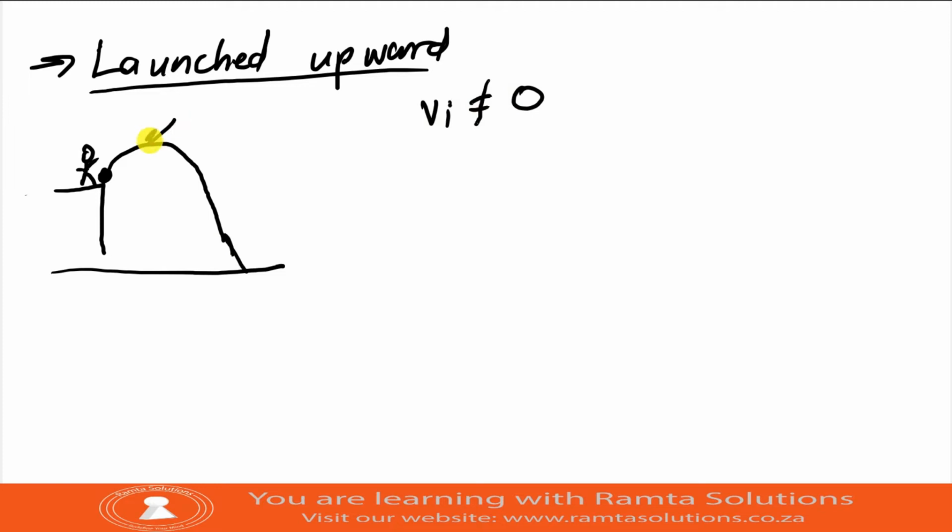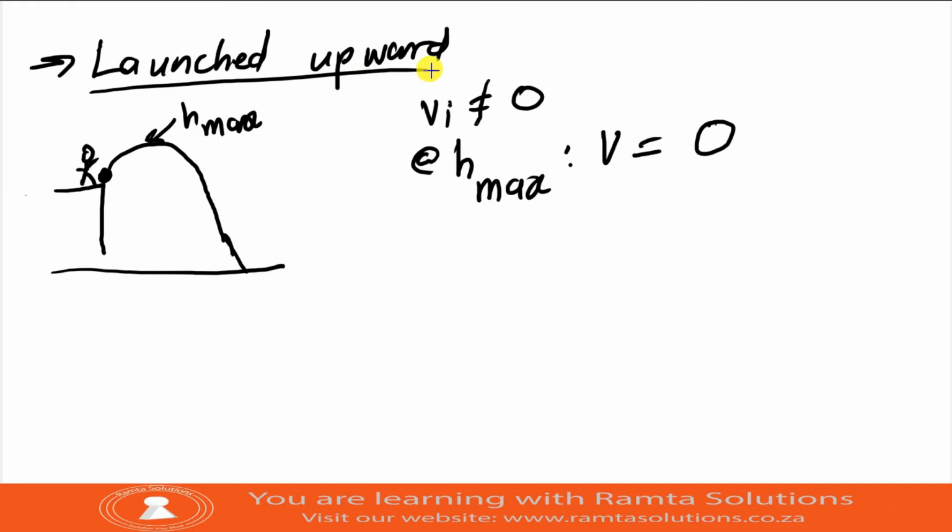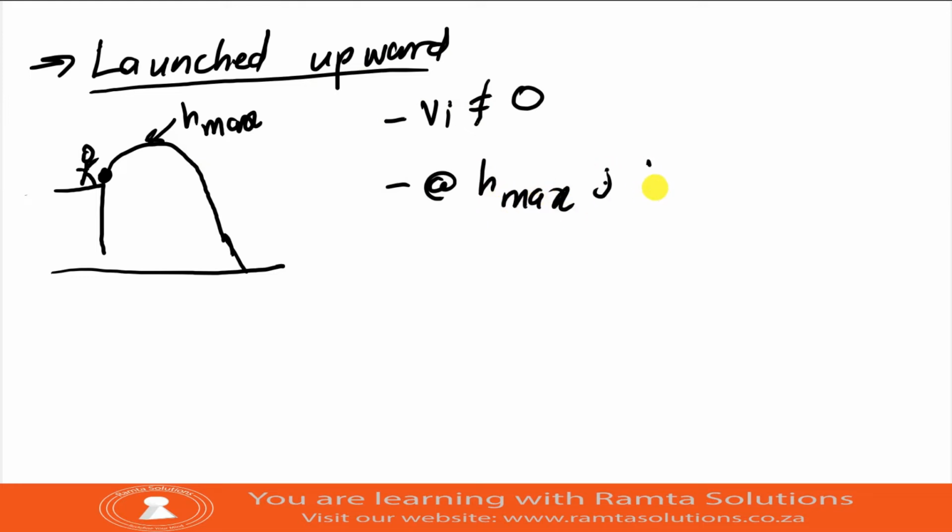And then we will call this part here maximum height. So you have initial velocity here, and the velocity will decrease until it gets to 0 and then increase backwards. So at maximum height, which I'm going to call h max, velocity is 0. When an object is launched upwards, at maximum height, velocity is 0.